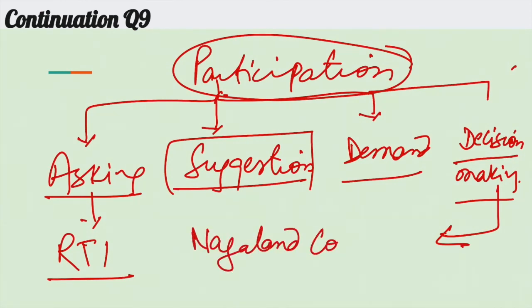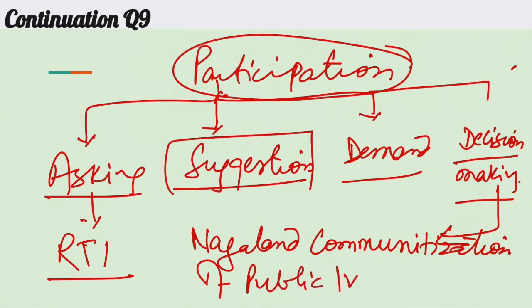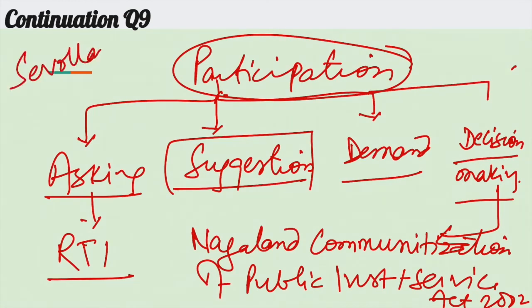And the best example where the citizens are participating in the decision making is Nagaland. Nagaland Communitization of Public Institutions and Services Act 2002. According to this act, the citizens are participating in the decision making of the government projects.